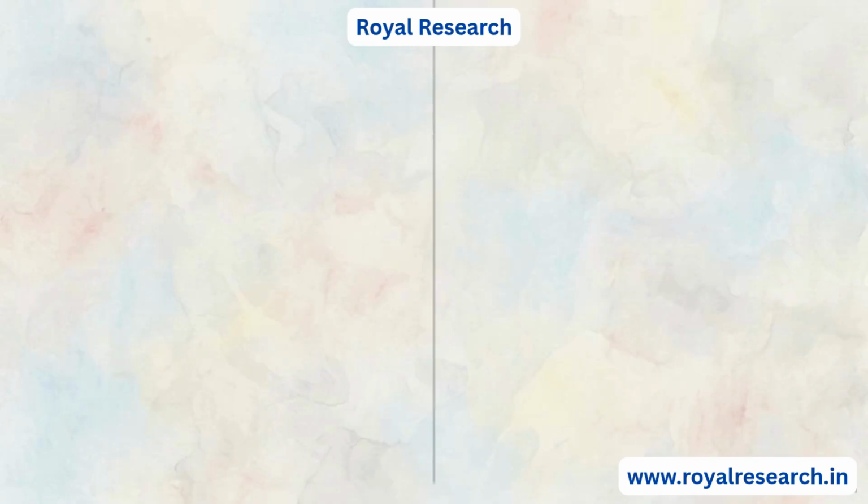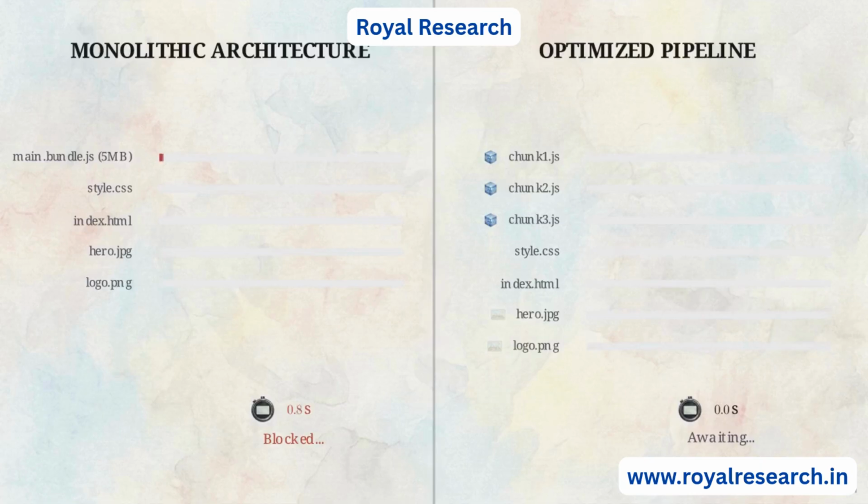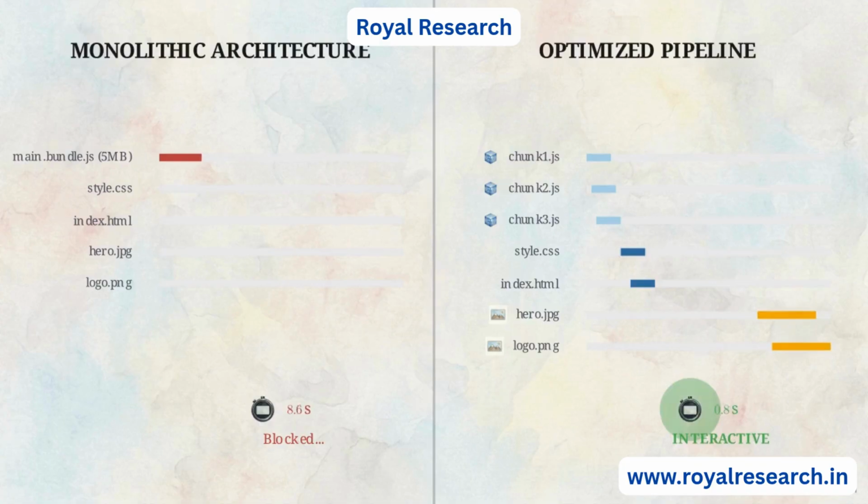This split-screen network waterfall chart visualizes the contrast. On the left, the legacy monolithic architecture blocks the pipeline with a single, massive execution request. On the right, the optimized pipeline operates as a rapid cascade, chunked logic, deferred media, and cached assets clearing the path in fractions of a second.